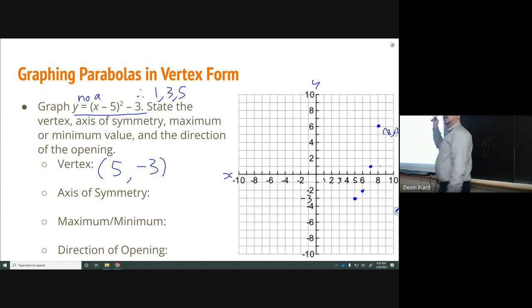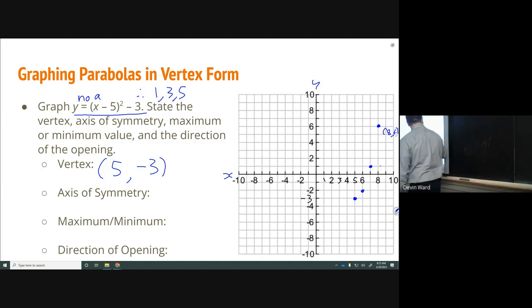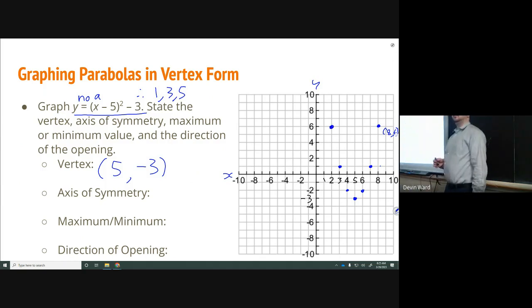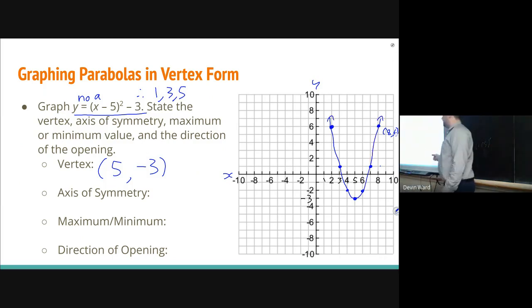Okay? That should be the last point that we get to. Then we're going to do the same thing, just going left. So I'll go 1 to the left, up 1. 1 to the left, up 1, 2, 3. 1 to the left, up 1, 2, 3, 4, 5. Right there. Okay? Now when I connect them, I want to do a smooth line, so it looks like a parabola.